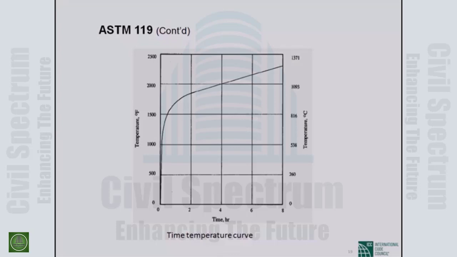If it is 4 hours, you have to raise the temperature to 2000. If it is 2 hours, you have to raise it to about 1800. If it is 1 hour, you have to raise the temperature to 1600. This is the temperature variation. So the fire rating is not only about the hour. Actually, inherently, there is another parameter, which is the rise of temperature.